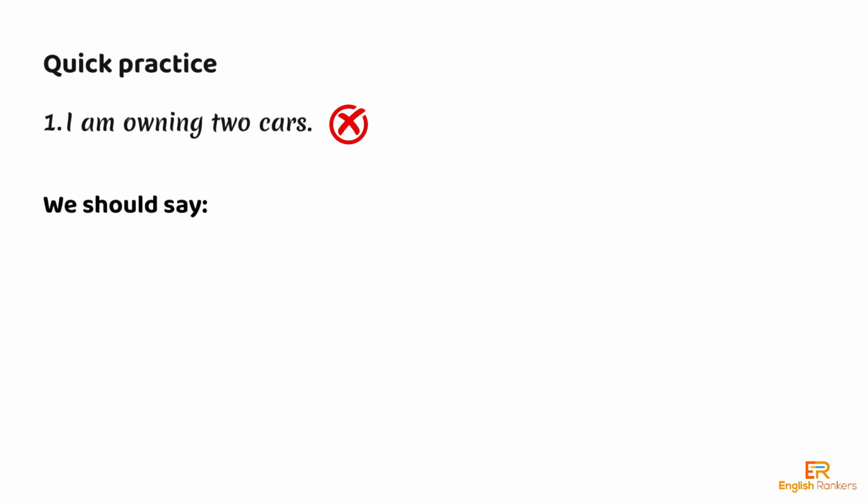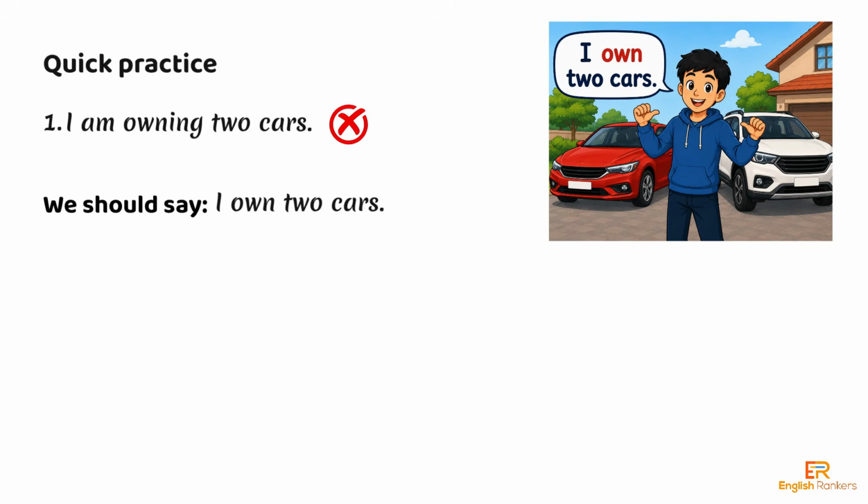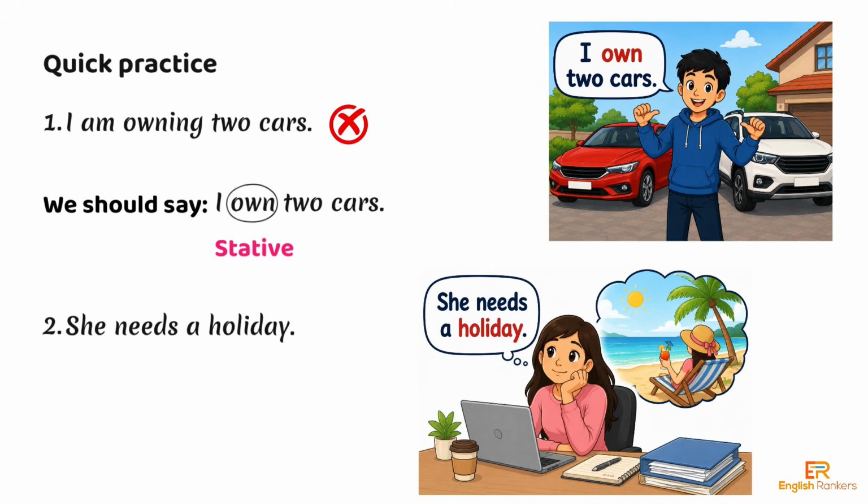Quick practice. Now, let us do a quick practice together. I will say a sentence and we will check whether it is correct or incorrect. Number one, I am owning 2 cars. Incorrect. We should say, I own 2 cars. Why? Because own is a stative verb of possession. Number 2, she needs a holiday. Correct. Why? Because need is a stative verb and here it is used in the simple form.